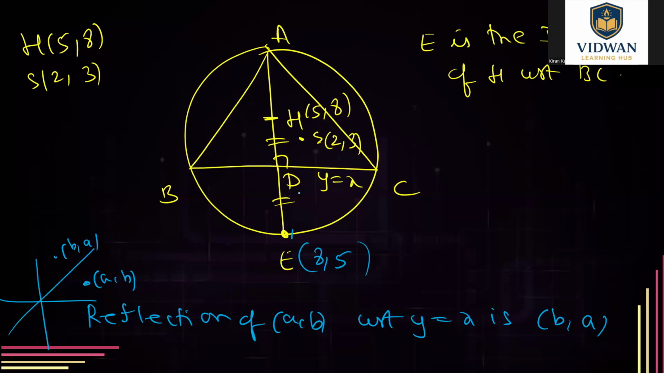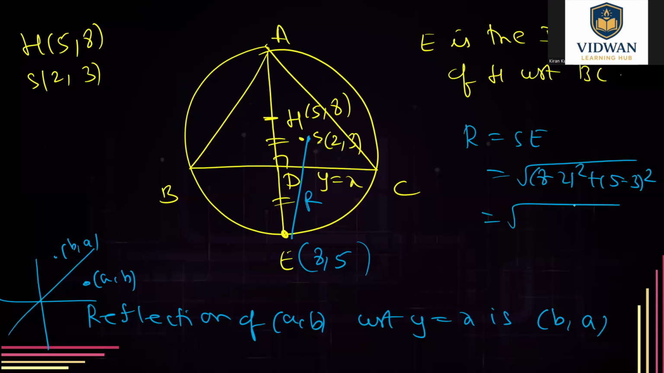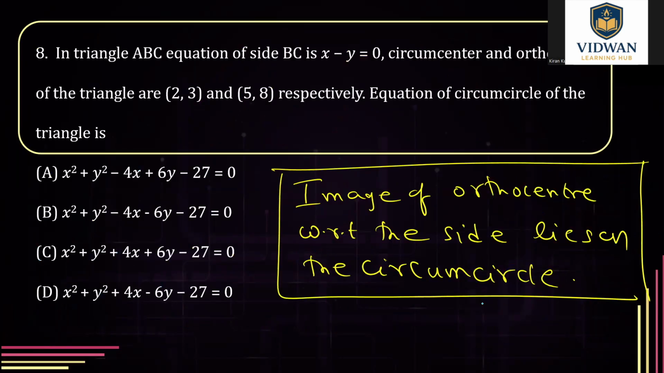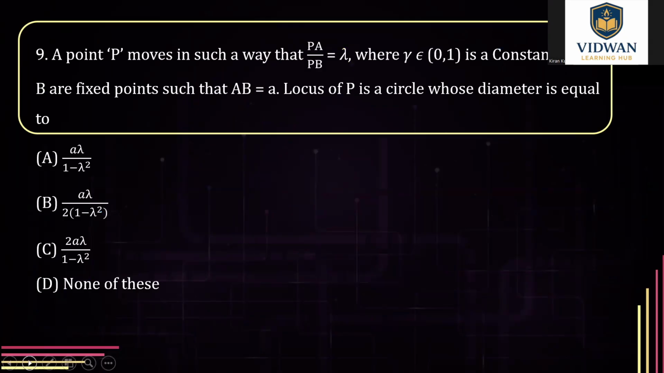And once you know that, if you join this, what is this distance? Radius. So radius is SC. So it is root of (8 minus 2) whole square plus (5 minus 3) whole square, which is 36 plus 4, root 40. And you already know the center of the circle is the circumcenter itself. So what is the circle? (x minus 2) whole square plus (y minus 3) whole square equal to r square, that is root 40 square, 40. This is the circle. You can expand and check the answer. So the main thing is knowing this property. First write the property, then try this problem.